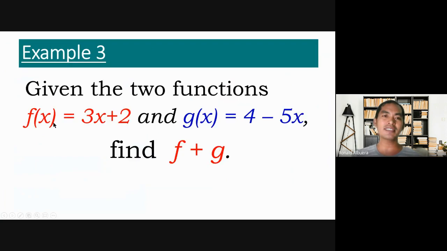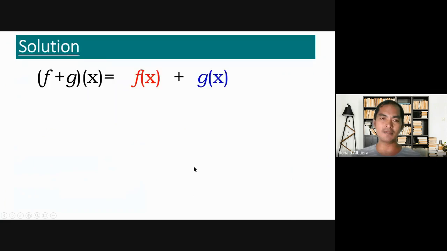Another example. Given the two functions f, which is equal to 3x plus 2, and g, which is equal to 4 minus 5x. What is the sum of the two functions? Always write the formula. So we have f(x) plus g(x), and then our f is 3x plus 2, our g is 4 minus 5x.